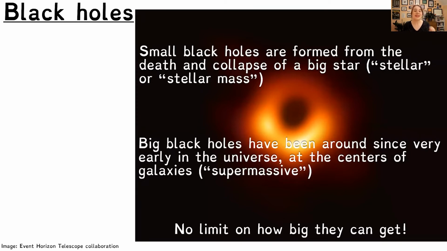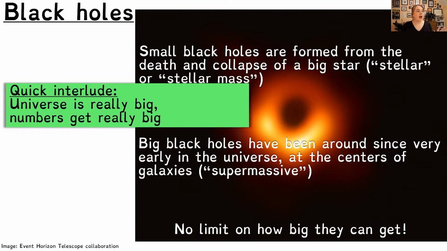And there is no limit on how big they can get. There is a lower limit on how small they can be. 3 times the mass of the sun is about as small as they can be, but there's no limit on how big they can get. So when I give you a number for how massive these things are, we're going to have a quick interlude about numbers. And this seems really simple, but bear with me for just a minute, okay?